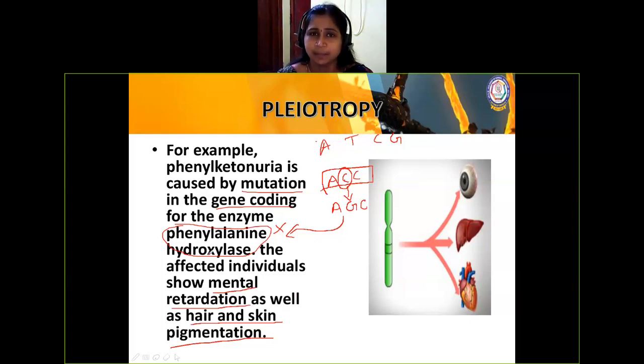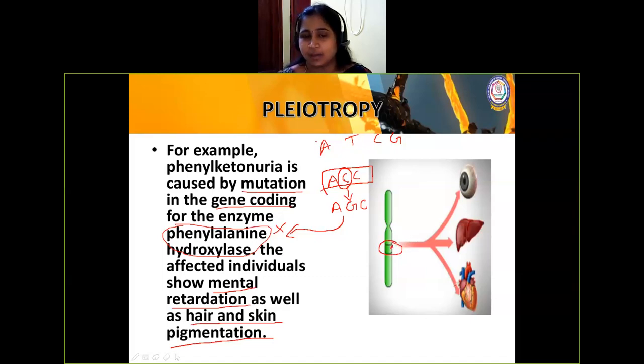So why is it happening? It is happening because of one error. Okay, that error is because of one particular gene. So multiple effects of a single gene is called pleiotropy. Here it's a chromosome, the gene place might be here and the effect is seen here. So it leads to many effects.